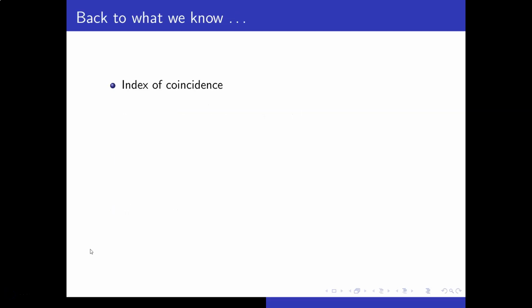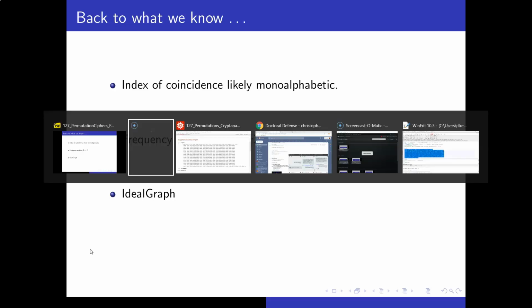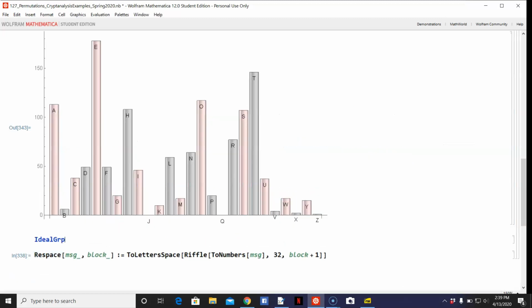So what have we got? Index of coincidence tells us that it's likely monoalphabetic. We haven't disturbed the frequencies. Frequency analysis tells us that they're stable. It looks like E is going to E, and T goes to T, and a lot of the numbers were the same. So let's compare it to what we think English looks like. We haven't used this command before, but in Mathematica, in the MCP particularly, there is a command, ideal graph.